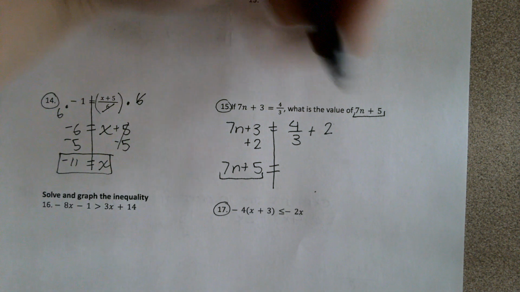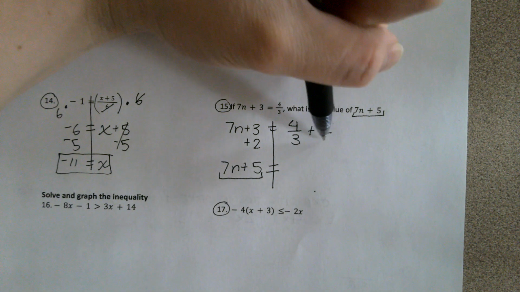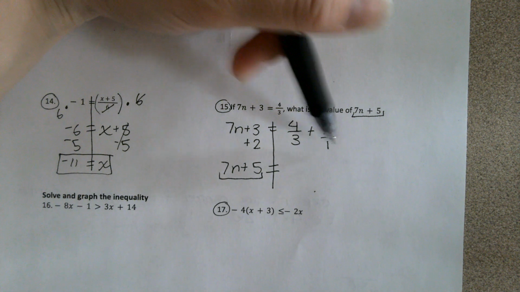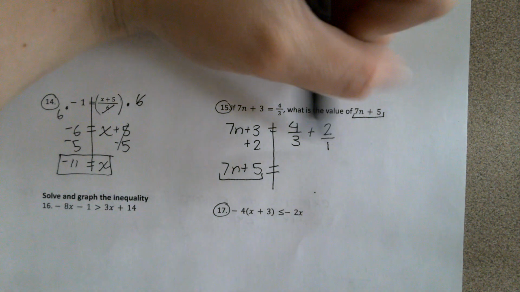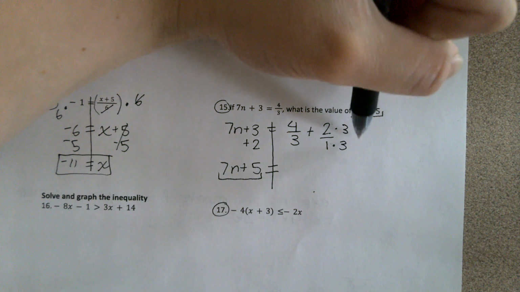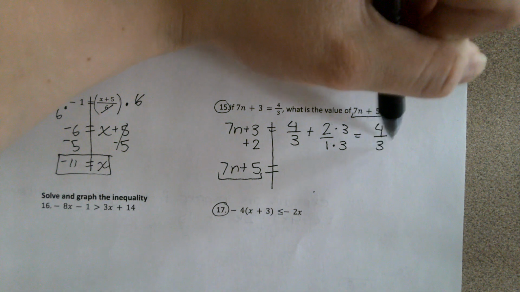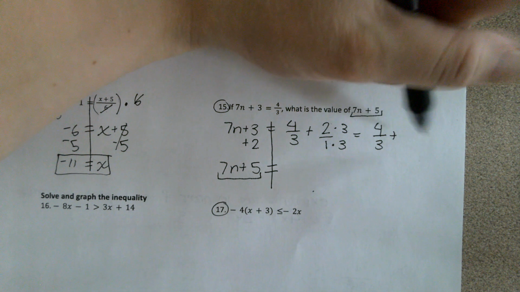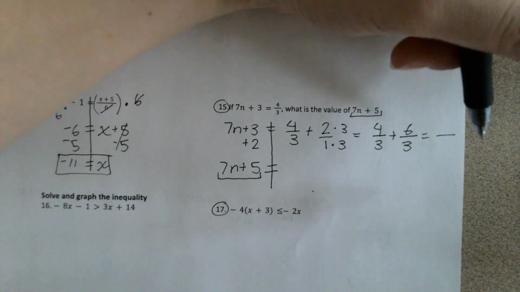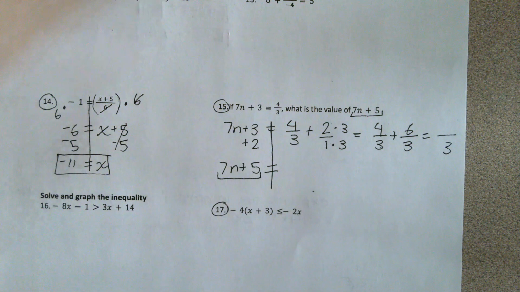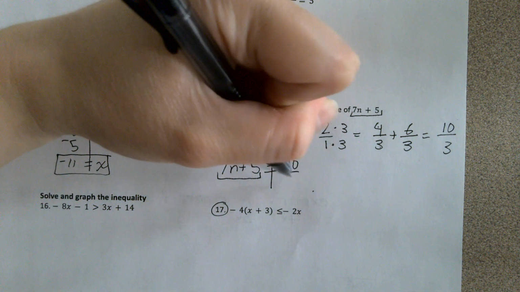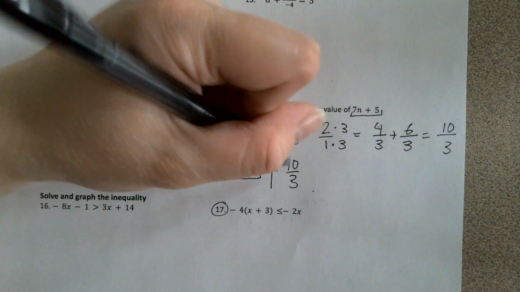All we have to do is get our answer. 4/3 plus 2, and this is like 2 over 1. Right now I can't add these because they have different denominators, so let's fix that. I want them both to be a 3. So let's multiply the top and bottom of this fraction by 3. And I have 4/3 plus 2 times 3 is 6, 3 times 1 is 3. When you add fractions, you keep the bottom the same, so this will be a 3, and then you add across the top. 10/3. And that is my answer.